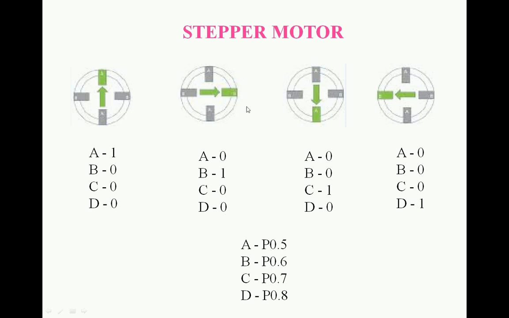And then after some delay, we have to activate the C winding and deactivate the B winding. So I make B as 0 and C as 1 here, right? After some time I have to make D as 1, because I have to activate the D winding. So we are activating A, B, C, D, right? For the motor to rotate continuously, you have to activate A, B, C, D, A, B, C, D, A, B, C, D infinite times, right? That's why we write these statements in an infinite loop.